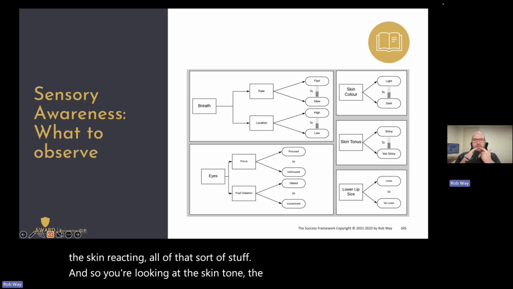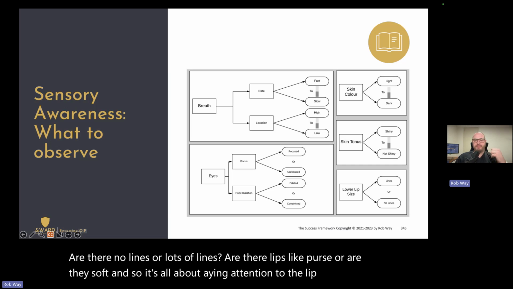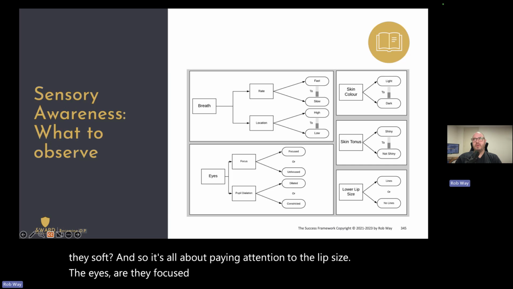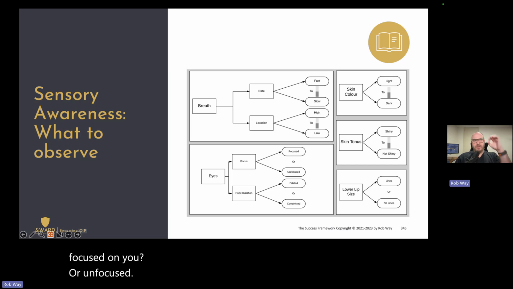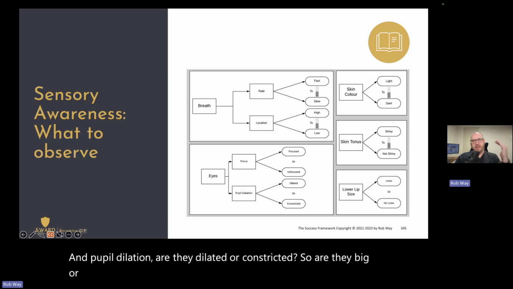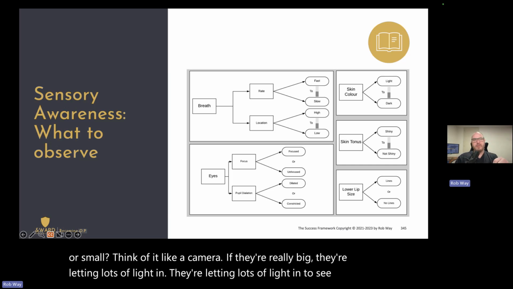The lower lip size, are there no lines or lots of lines? Are their lips pursed or are they soft? And so it's all about paying attention to the lip size. The eyes, are they focused on you or are they unfocused? And pupil dilation, are they dilated or constricted? So are they big or small? Think of it like a camera. If they're really big, they're letting lots of light in to see what's going on around them.